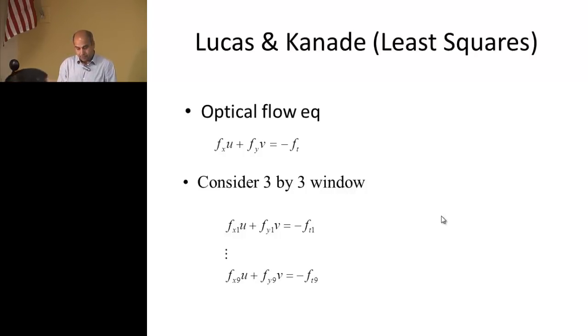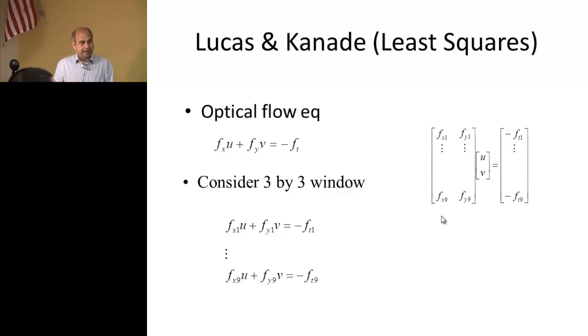If we do that, we can put this in a matrix form. We have uv, which are unknown, and ft1 to ft9 are in here. And then from this we get fx1, fy1 for the first pixel. Multiply this, fx1 u plus fy1 v is equal to minus ft1 in the first equation. Multiply with the last one, you get this equation, and so on. So this is the matrix form of these 9 equations.